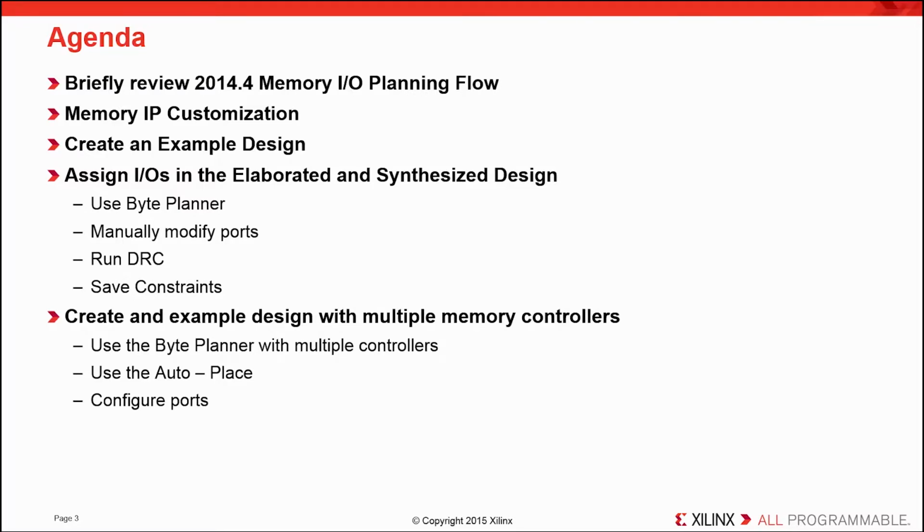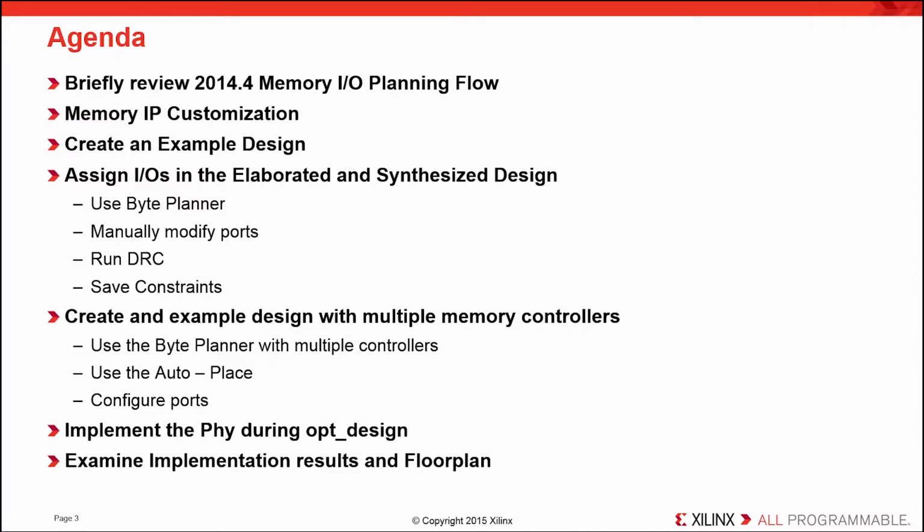I'll then show you how you can create an example design with multiple memory controllers. Again, we'll use the byte planner to plan multiple controllers. We'll use the autoplace capabilities to target specific I/O banks for various controllers. I'll show you how to configure ports, and then we'll implement the physical layer, or PHY, during Opt Design. And then we'll examine the implementation results and the floor plan created. And finally, we'll talk about how you can migrate your memory IP I/Os from your example design to your real design or back again. Let's go ahead and open up 2014.4.